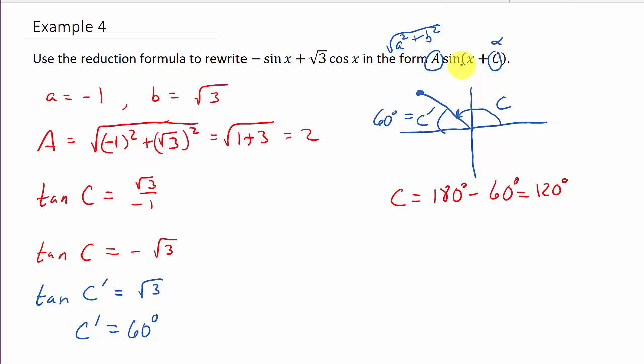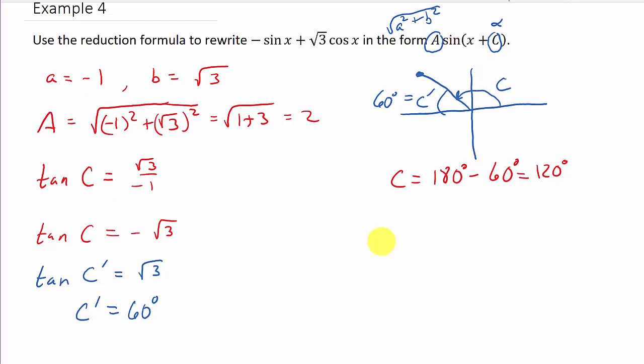Now, we've got C and we've got big A, so we can just plug it in. But let's suppose we did this in radians. So if we did this in radians, then our reference angle would be pi over 3. And so that would give us C is equal to pi minus pi over 3, which would be 2 pi over 3. Okay, so this is if you would do it in degrees, and this is if you were to do it in radians.